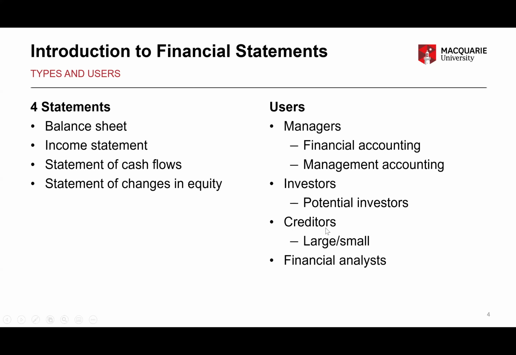Creditors, so these are the outside entities. The business will owe money to the creditors. So this could be, for example, if the company is applying for a bank loan, then the type of information that the bank would require would be on these main financial statements. So there might be large creditors, so this might be a bank for a bank loan, or there may be small creditors like suppliers, right? The suppliers would be interested in whether this business has the ability to pay what it owes.